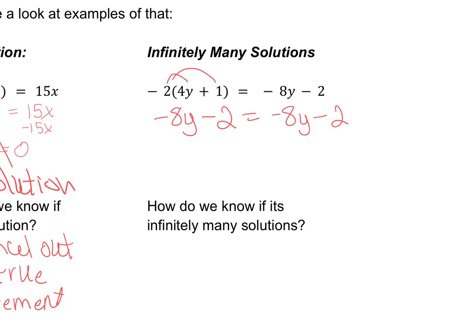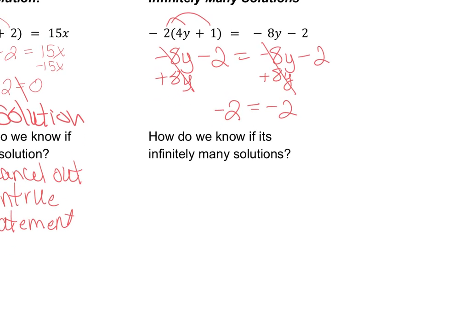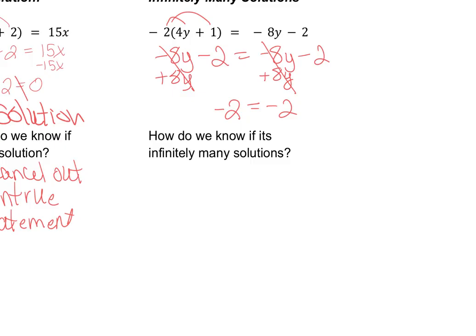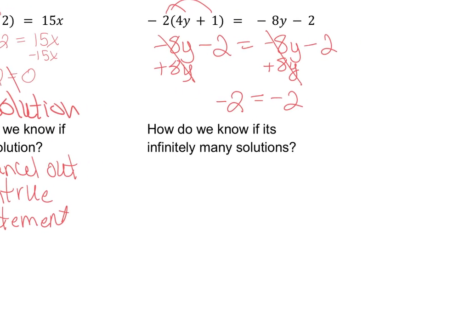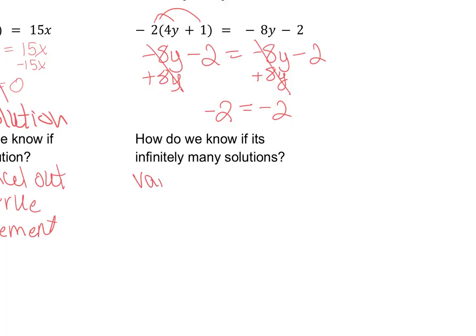Okay, well, algebraically, if we take it just another step past that, other than we can identify and realize that those are the exact same thing on the left and the right, signs, numbers, everything, we could also add 8y to both sides. Our y's cancel on both sides, and we are left with negative 2 equals negative 2. Okay, so how do we know if it is infinitely many solutions? Well, over there I said our x cancels out. I'm just going to say our variable, because that's the case for both of these. Variable cancels out.